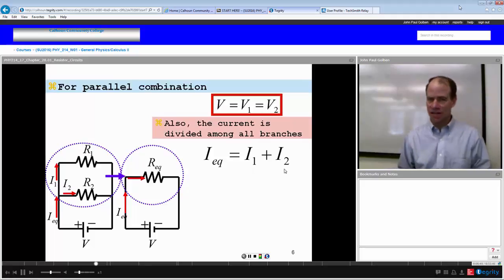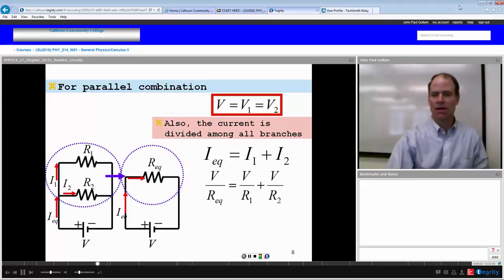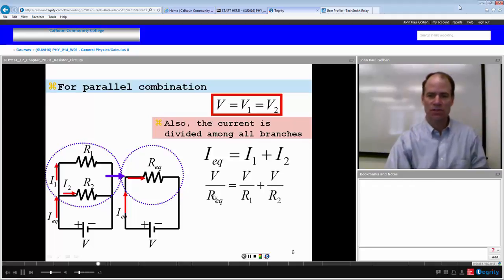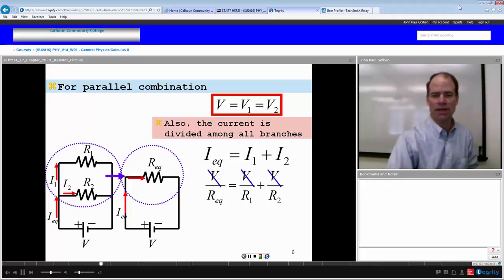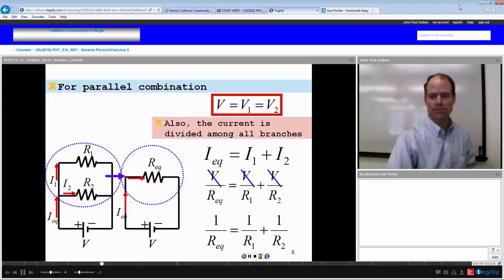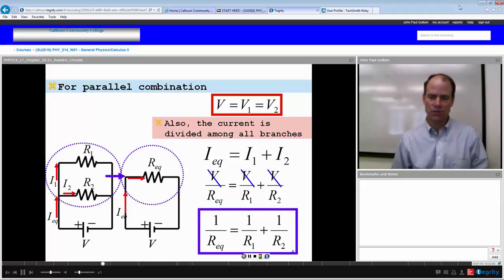Now using our definition from Ohm's Law, since V equals IR, I is equal to V divided by R, and hence we have that the voltage of the battery divided by R equivalent is equal to V over R1 plus V over R2. But these voltages are all the same, and we have the same voltage on either side of the equal sign, so we can divide through by our V and get rid of our voltage, and we're left with this: 1 over R equivalent is equal to 1 over R1 plus 1 over R2.